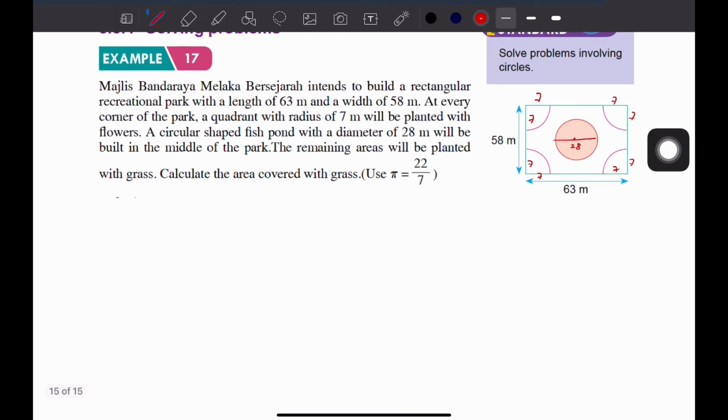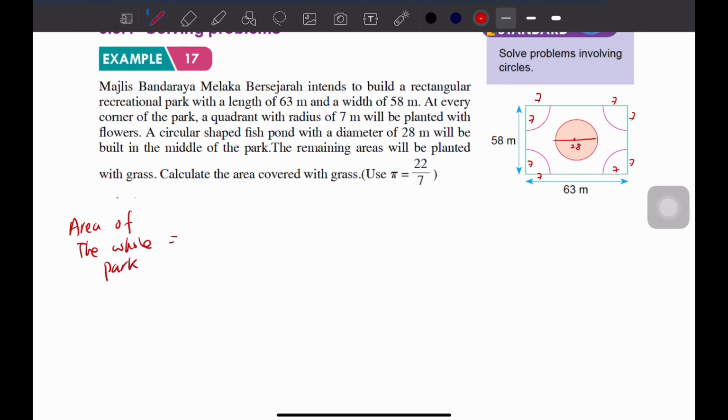So, first of all, let's calculate the area of the whole park. It is just simply length times width. 63 times 58. So the answer is 3,654 meters square.